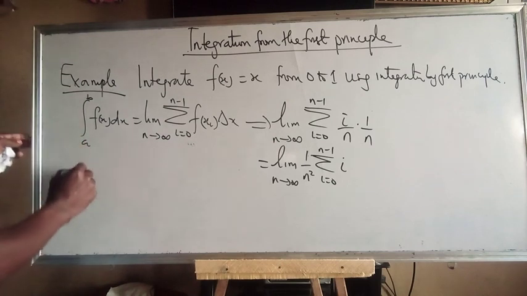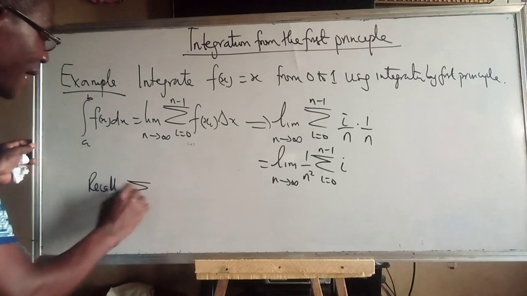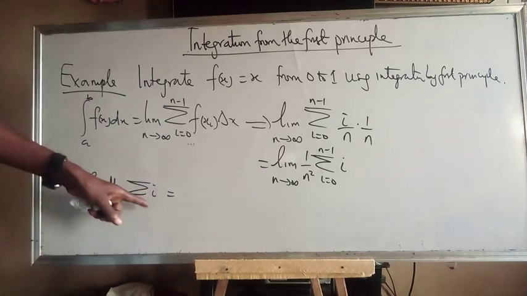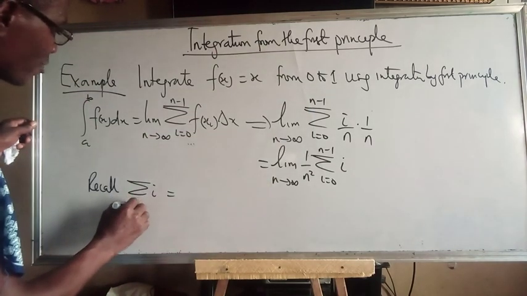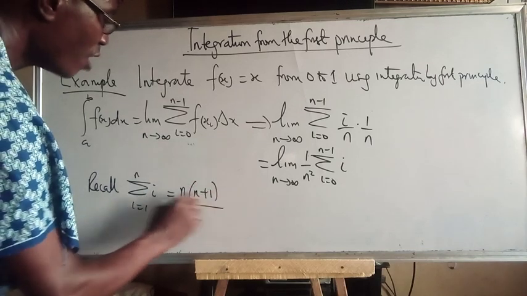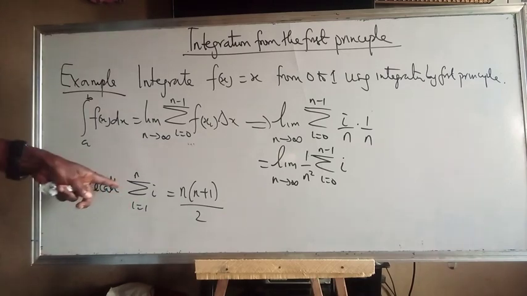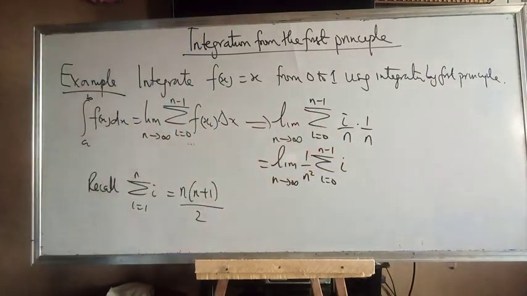Recall, summation of x_i, that is, i is what? The nth numbers. Let's say i is moving from 1 to n, I'll be having n into n plus 1 all over 2 by mathematical induction. That is the summation of the first n natural numbers. But in this case, our i is moving from 0 to n minus 1.